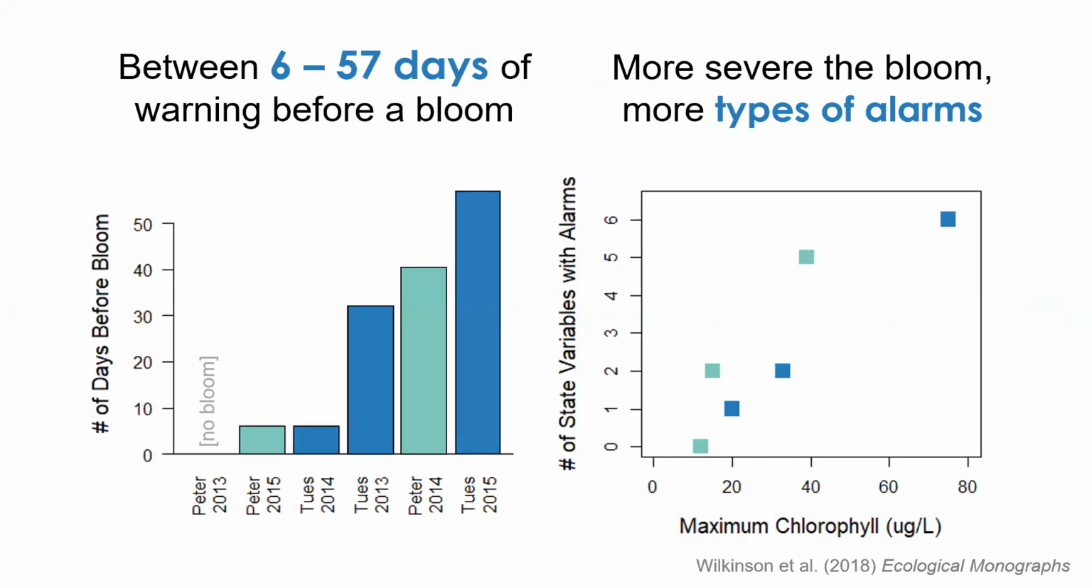Interestingly, though, the more severe the bloom was, so for example, that bloom in Tuesday Lake in 2015, it hit almost 80 micrograms per liter of chlorophyll, the number of alarms that went off prior to that was proportional. So the more severe the bloom, the more alarms that went off. So perhaps the more confidence we could have in the fact that we are going to be seeing this bloom occurring. But these are really simplified systems in a way.